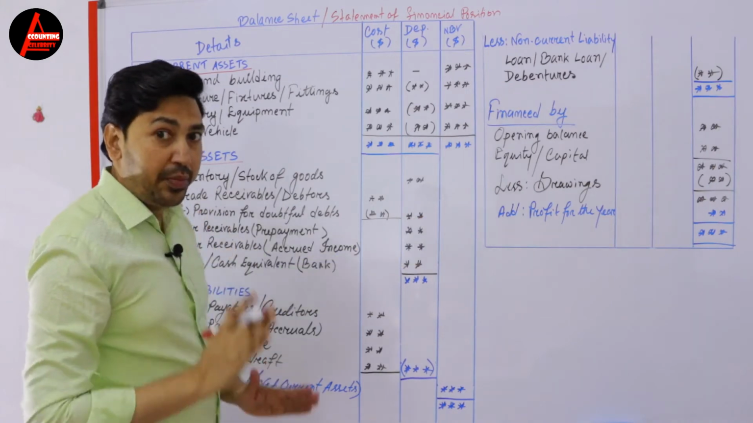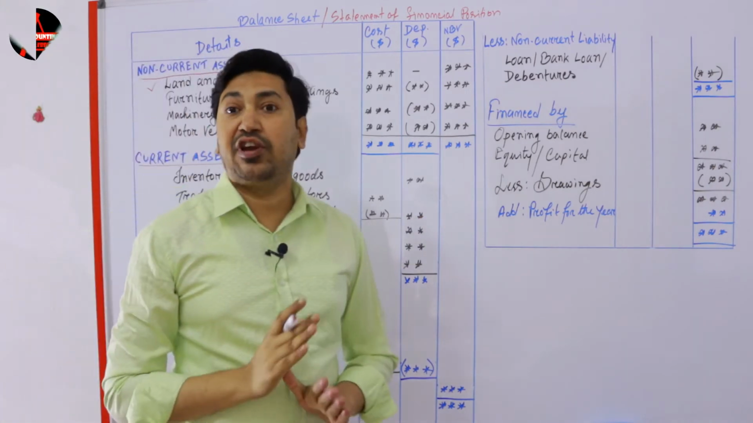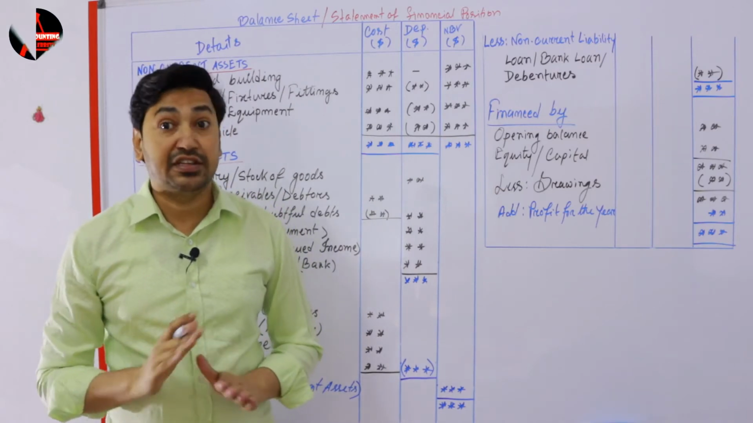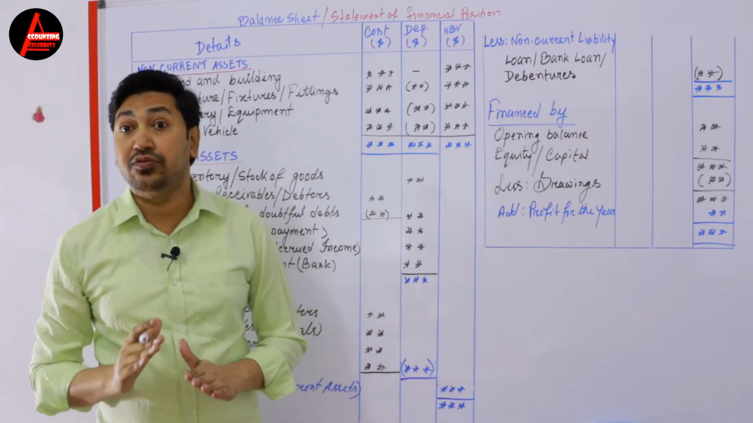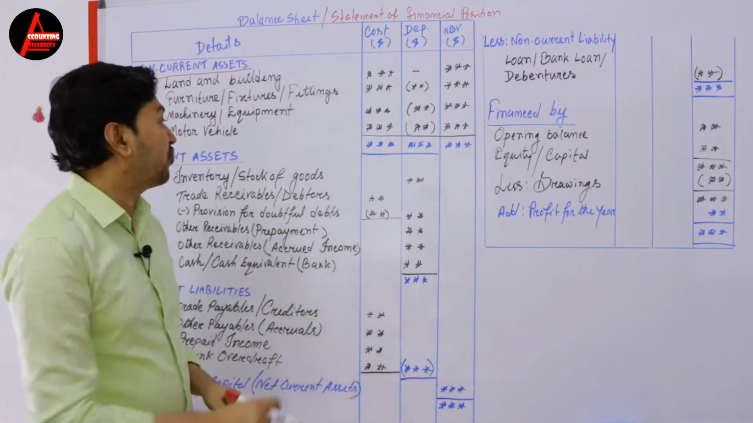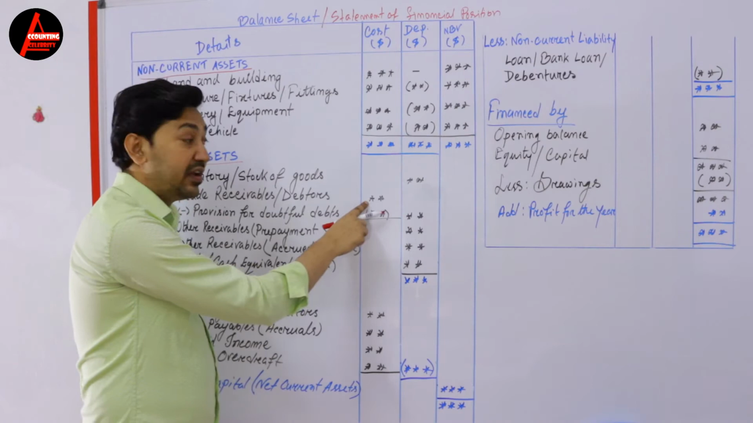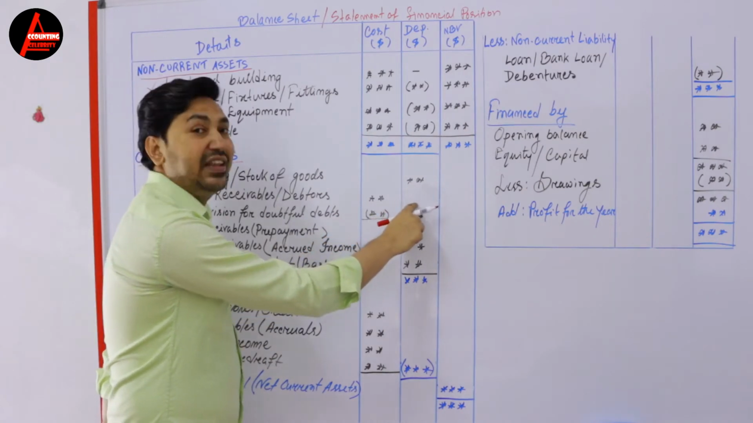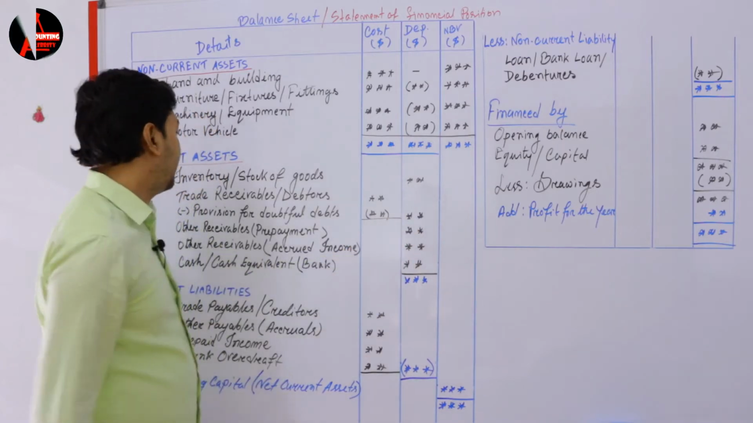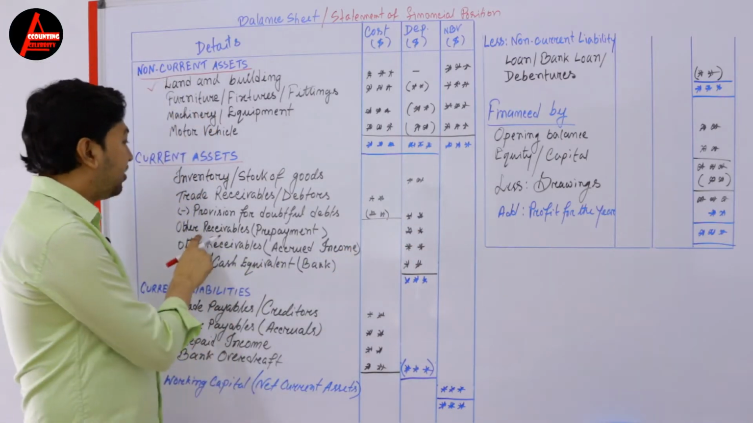Then you have to write the answer in the outer column. But if you see that in the question paper there is no bad debt in the adjustment or no provision for doubtful debt, in this case don't be confused, don't write this item here. Just write this amount directly in the middle column. Okay, great. Now look at the next one, other receivable.